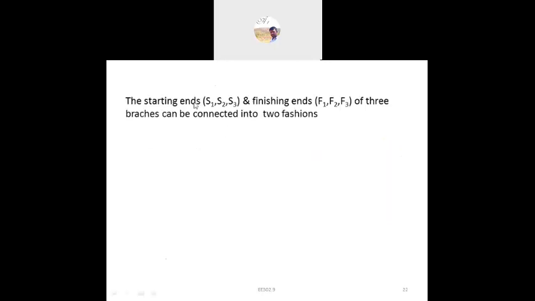Then the starting ends are S1, S2, S3. We are taking three branches, with starting ends S1, S2, S3 and finishing ends F1, F2, F3. The three branches can be connected in two fashions: the star connection or T connection, and the delta connection or mesh connection, which we can also call a pi connection.